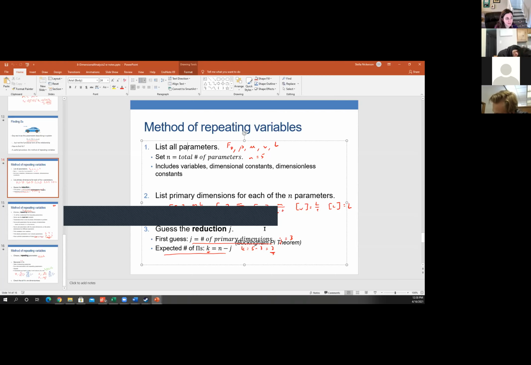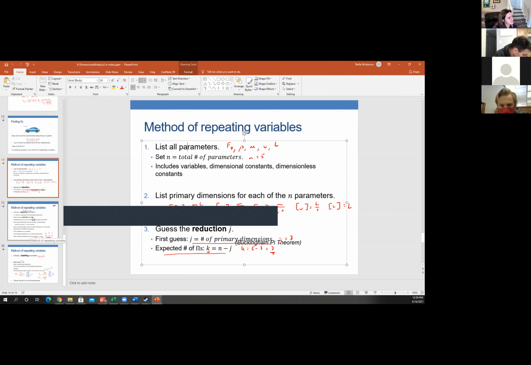And for length, I would just choose the length of your car, the diameter of your pipe, whatever. For mass, for fluids, usually you pick the density for the mass. That's the easiest one usually. Okay. And then for time, usually the velocity is the easiest one.